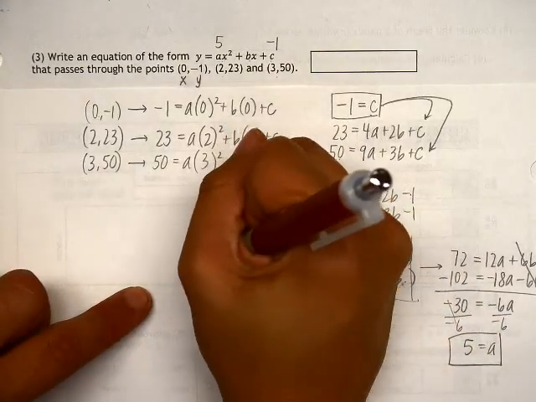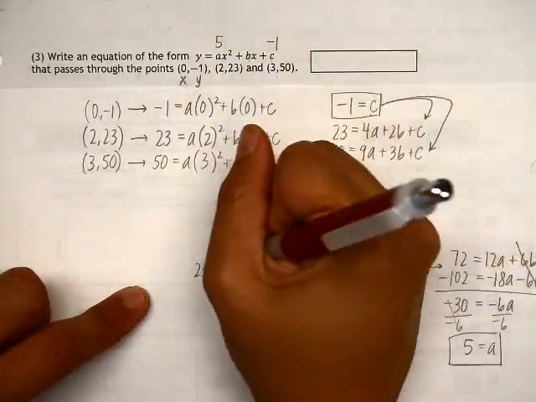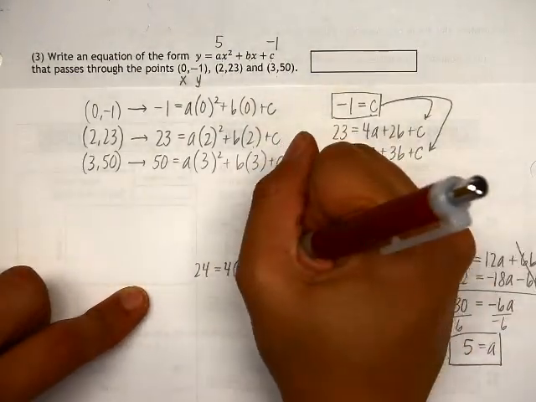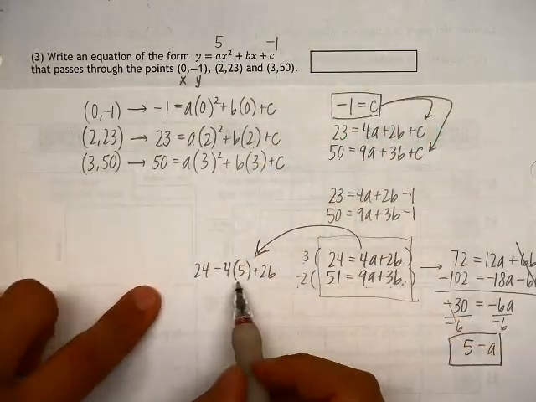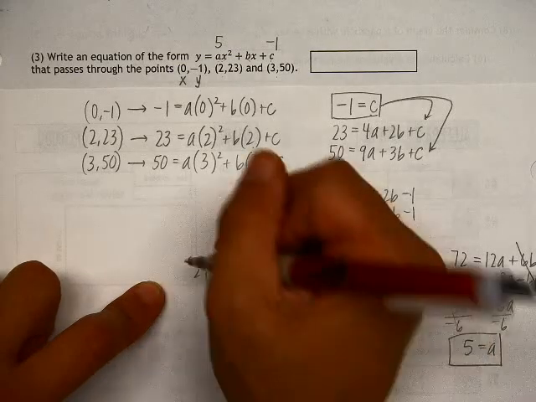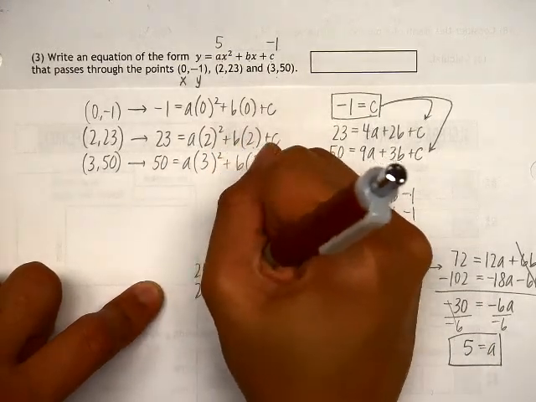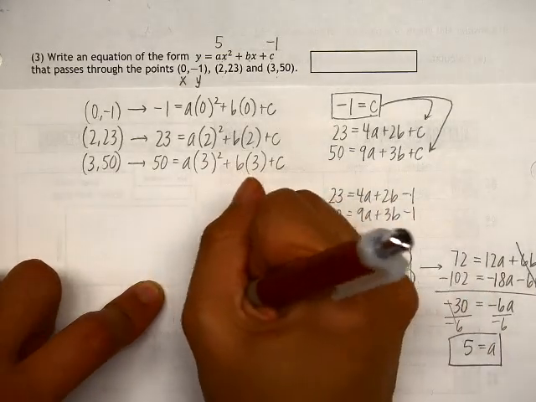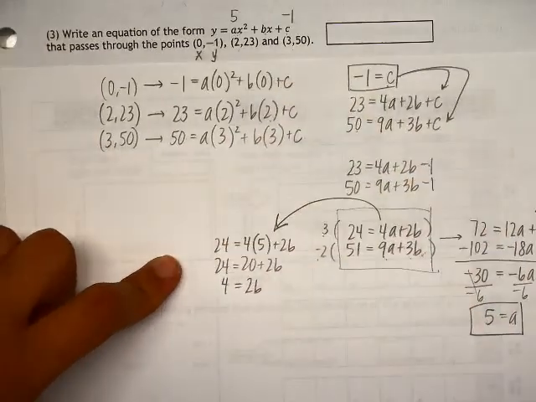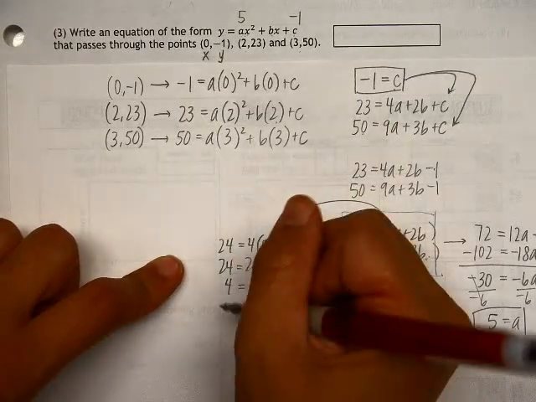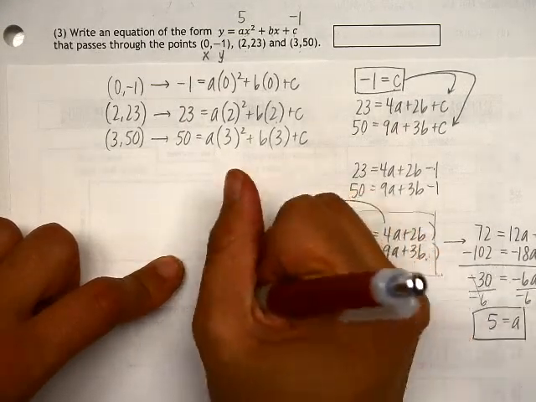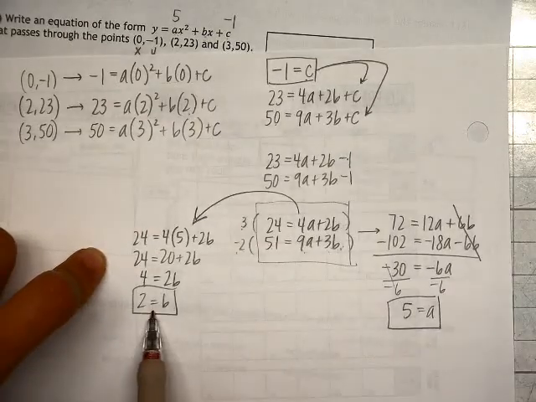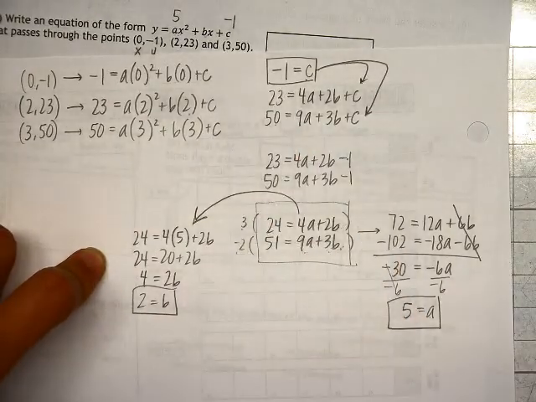So I'm going to take 24 equals 4 times, instead of a, plug in 5, plus 2b. If I simplify, 4 times 5 is 20, so 24 is equal to 20 plus 2b. If I move the 20 over, that would give me 4 is equal to 2b. And then, of course, if I divide, I'll get b is 2, which means now I know all of my values. A is 5, b is 2, and c is negative 1.